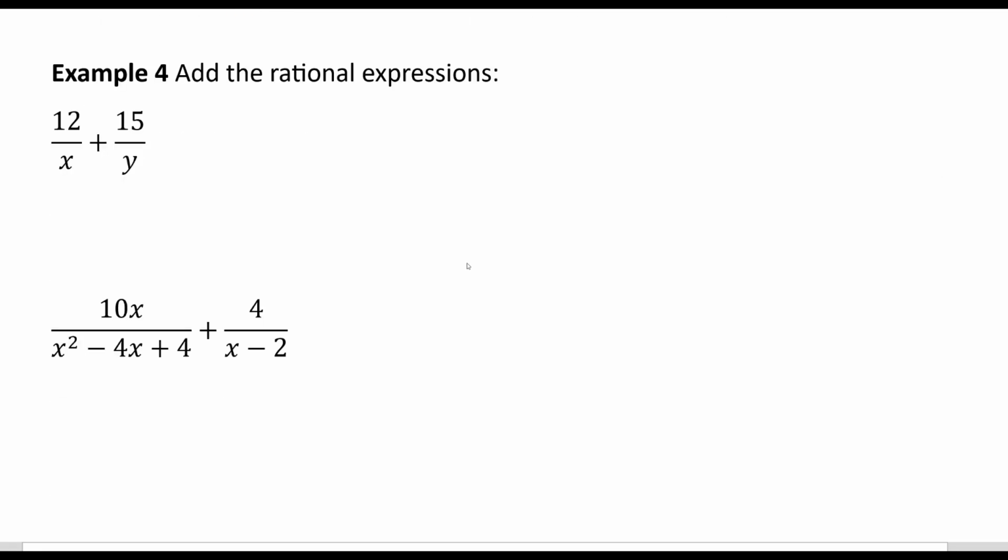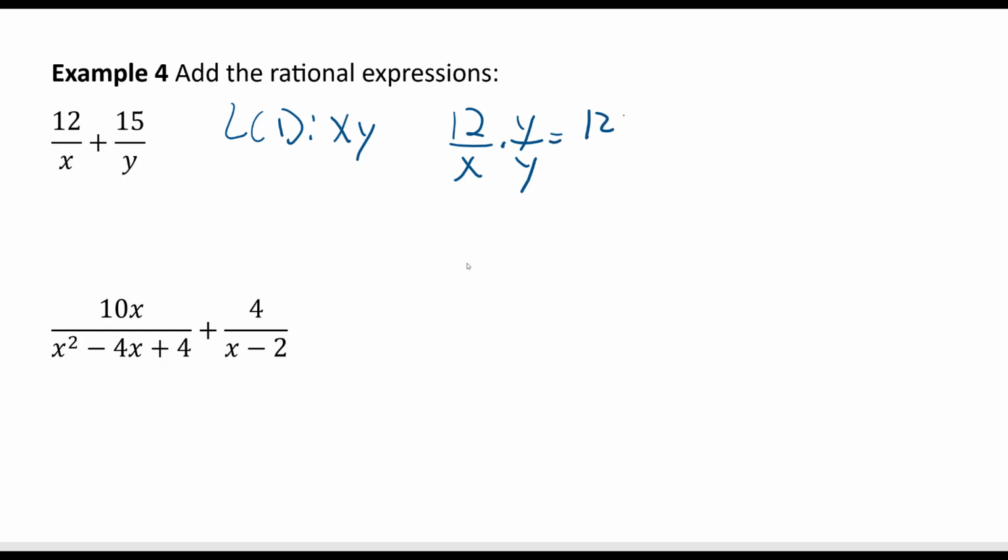For example, this 12 over x plus 15 over y. Our LCD is just going to be xy. So we have 12 over x times y over y. So y over y is just 1, so we're not changing the value, we're changing the appearance. And we get 12y over xy. And then we have 15 over y. That needs to be multiplied by x over x. Again, we're multiplying by 1, so we change the appearance, not the value.